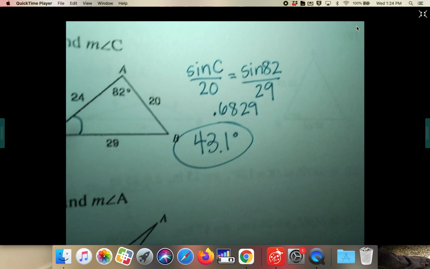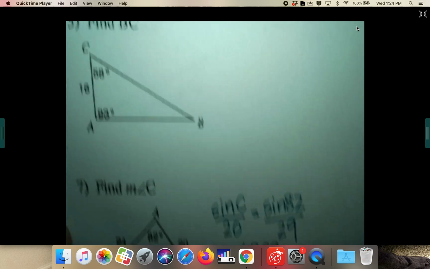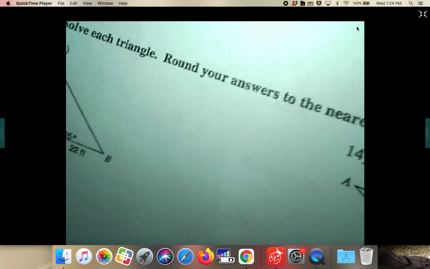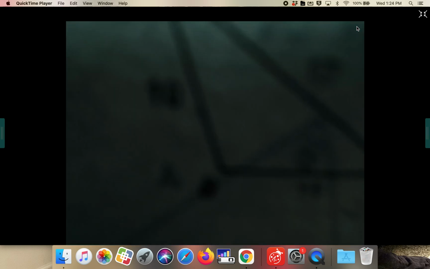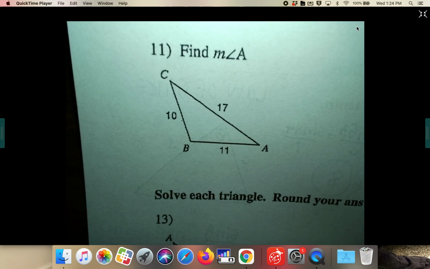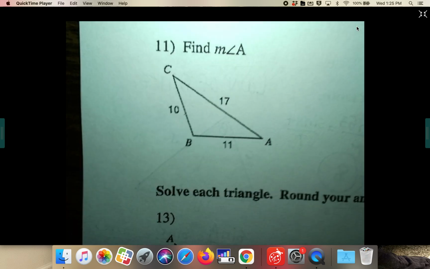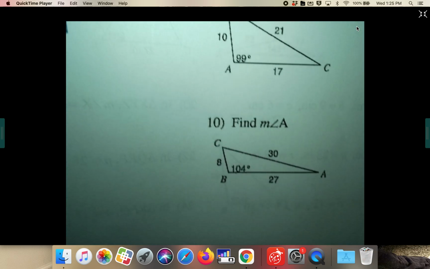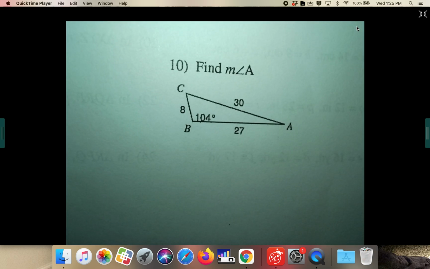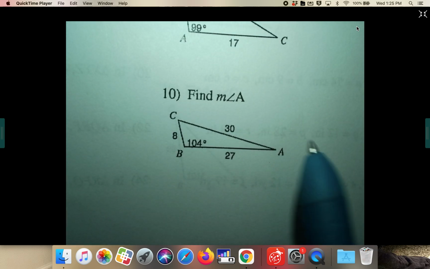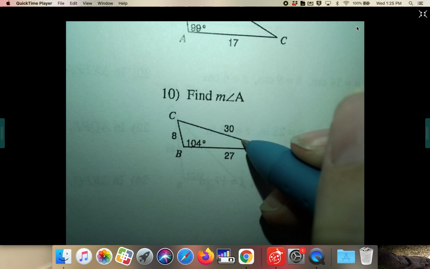So they will be problems 11 through 24. So you have to do 11 through 24 on your own. I will actually do this very last one with you. Let's skip down to 10 just for practice on one more of these. So we're looking for the measure of A.